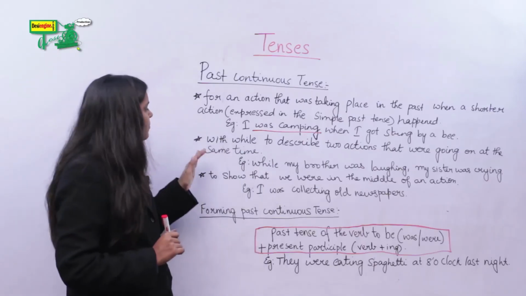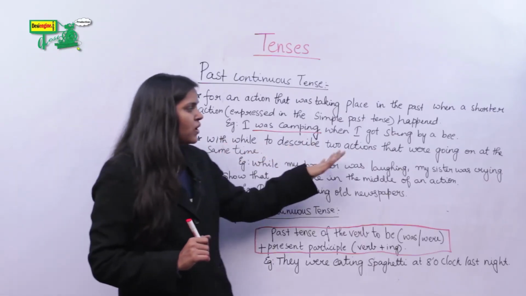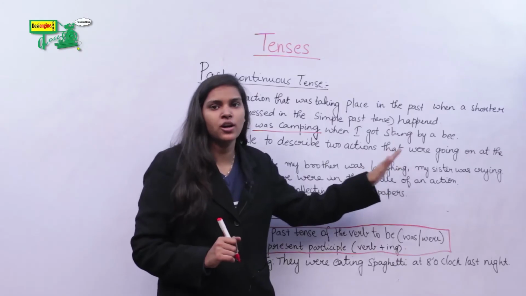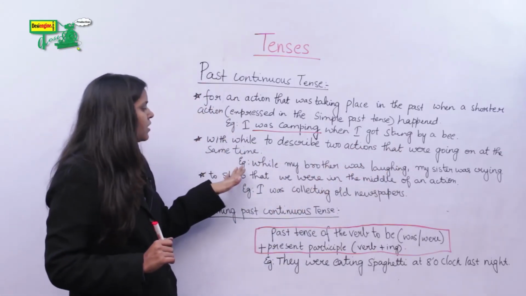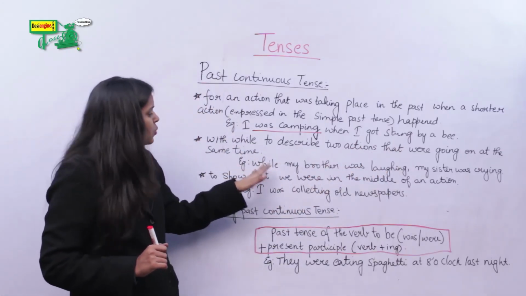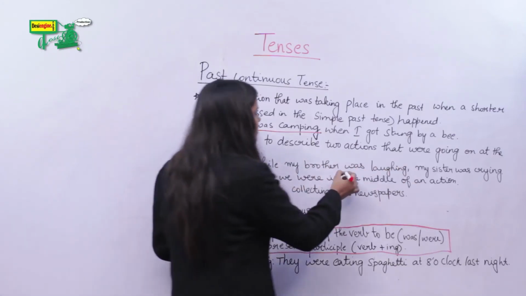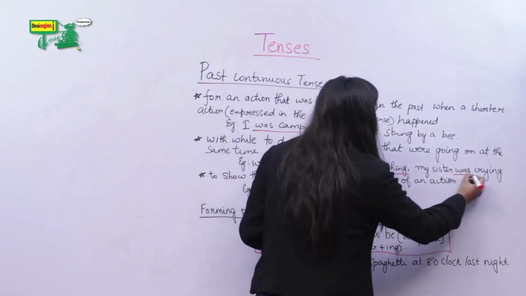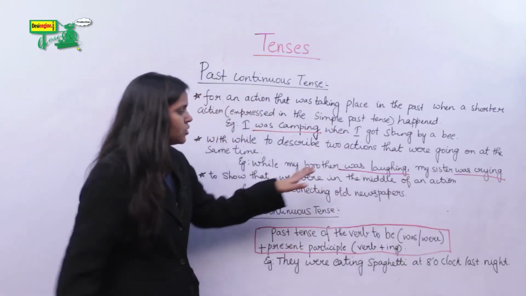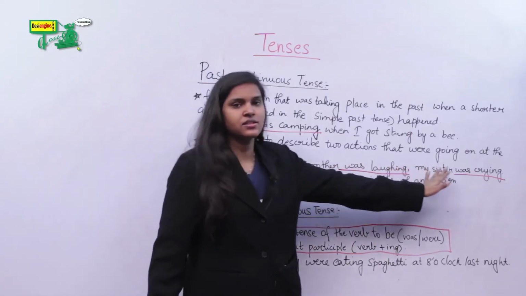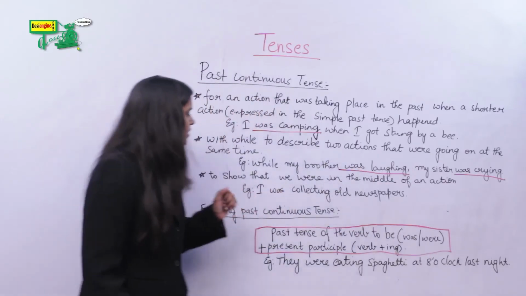The next situation is with "while," to describe two actions that were going on at the same time. An example is, while my brother was laughing, my sister was crying. Two actions were taking place. The brother was laughing and the sister was crying.